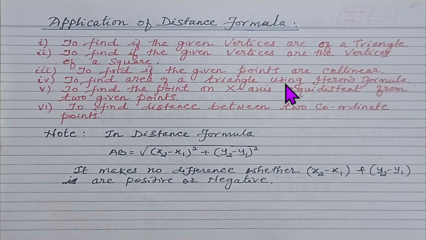And to find the area of a triangle using Heron's formula. See, you are given a triangle. First of all, you have to find out all the three distances of the triangle, or the measures of the three sides of a triangle, and then use Heron's formula to find the area of a triangle.